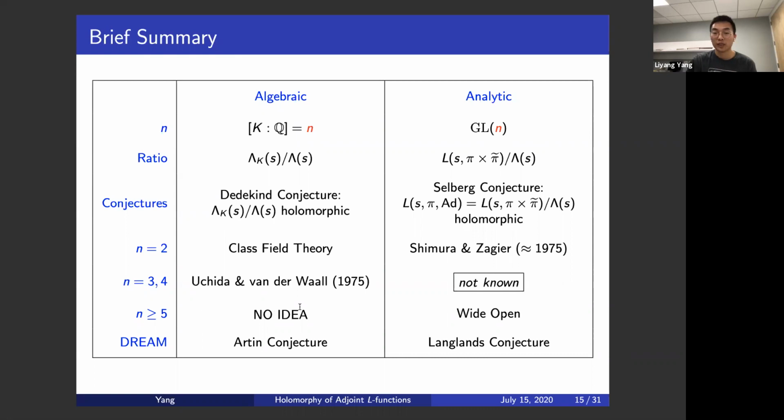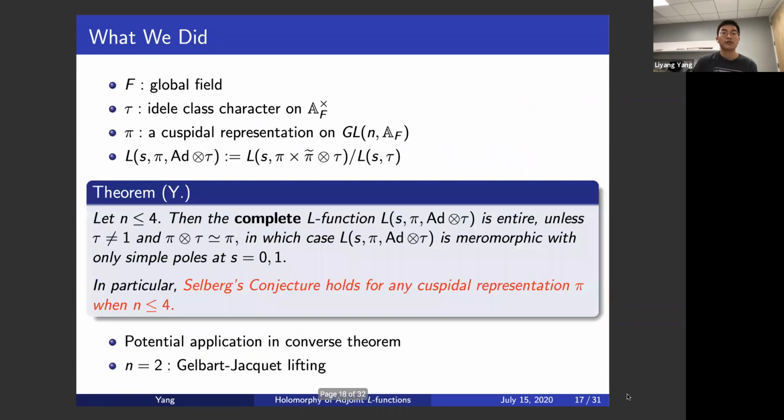And here's what we did. Roughly speaking, we proved this conjecture for GL3 and GL4. And here's a formal statement of the main theorem. Let F be a number field. The function field case is sort of trivial because we already know the global Langlands. Let tau be an Hecke class character, and let pi be a cuspidal representation with some central character.